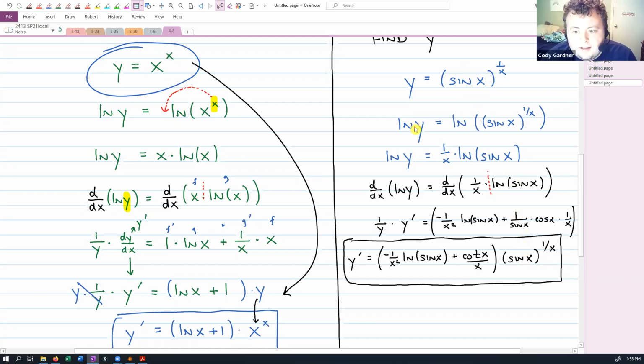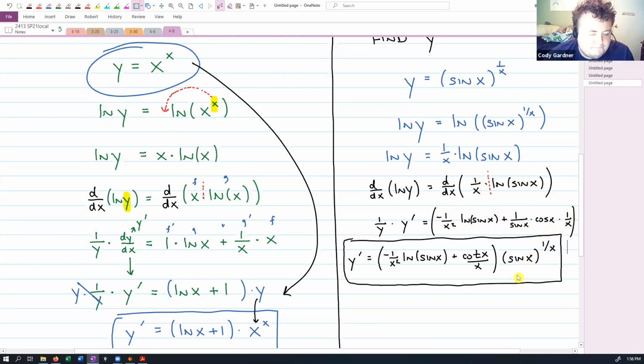Where do you get that 1 over x after the cosine x? Product rule. So when you take the derivative of natural log of sine x, it's 1 over sine x times cosine x. That's chain rule on that. And then to finish off the product rule, you have to have the derivative of, or sorry, the first function. Remember, it's like f prime g. So here's f prime g plus g prime, that's this, times f, which is this.